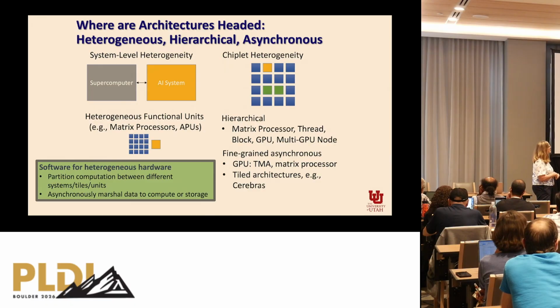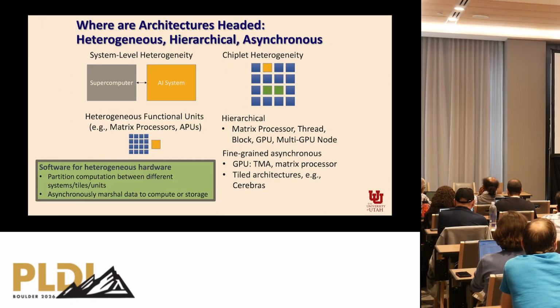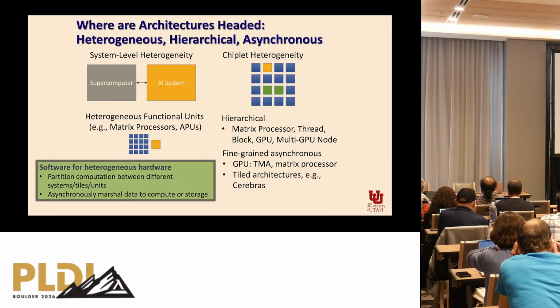And the hierarchical, we already see it in a GPU, for example, today, or in other kinds of systems. You have a matrix processor, thread block, a GPU, multi-GPU node, and then this homogeneous cluster of heterogeneous nodes. And then the asynchrony, we are used to that in distributed computing.